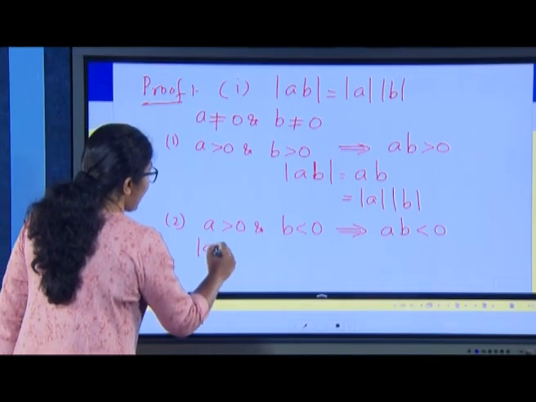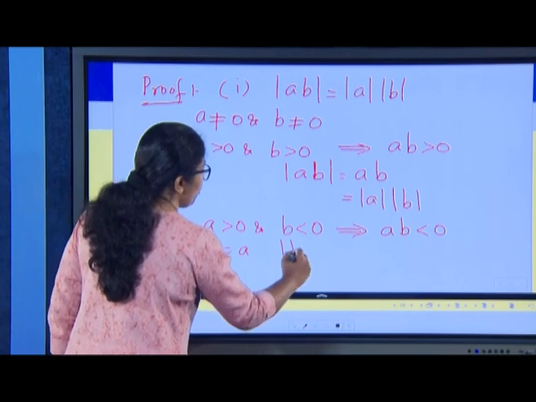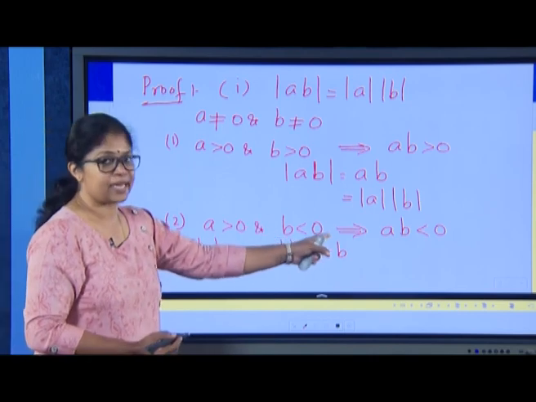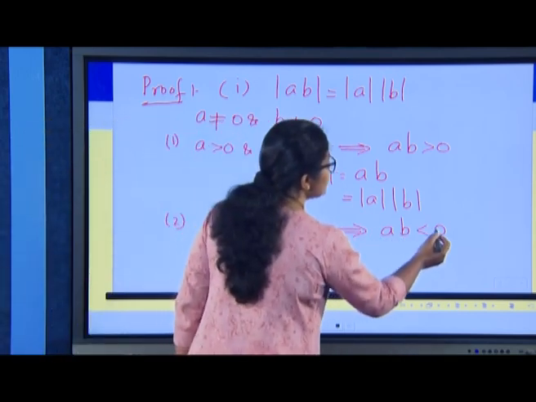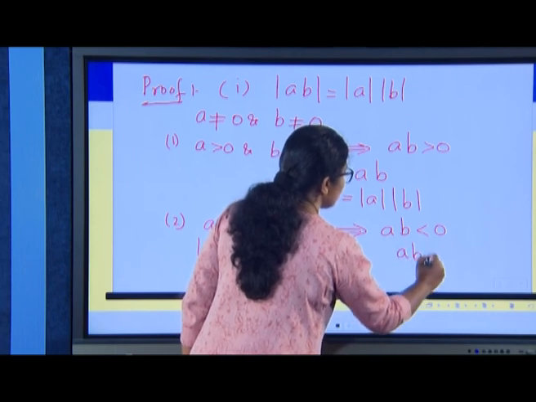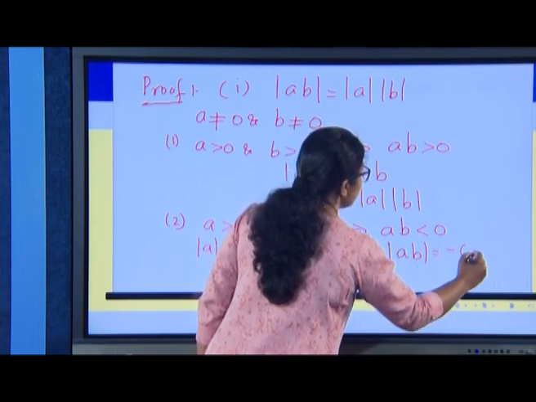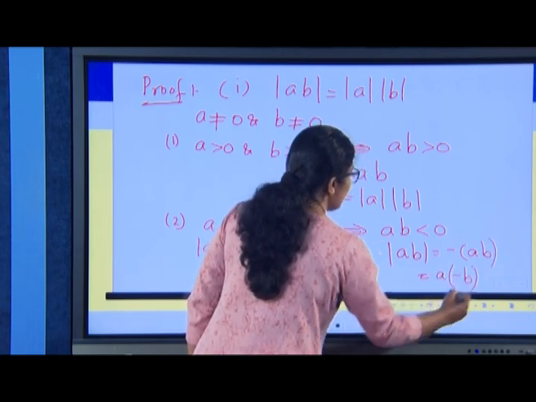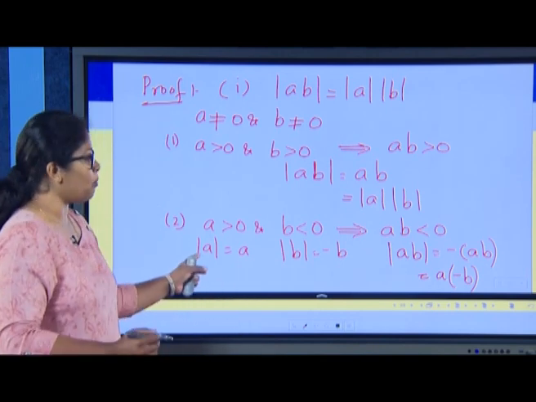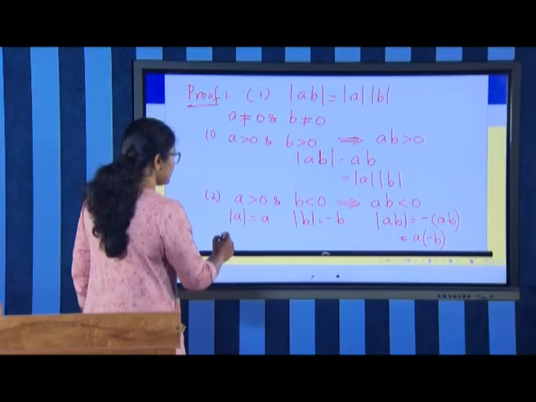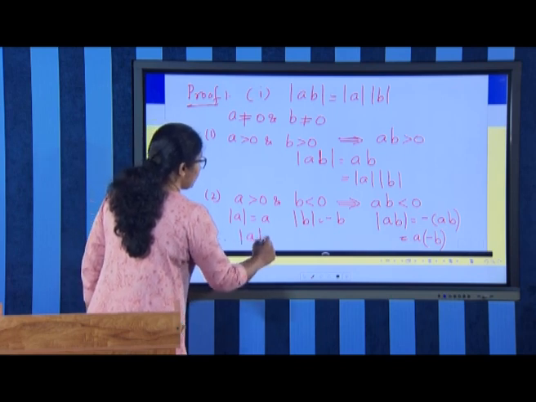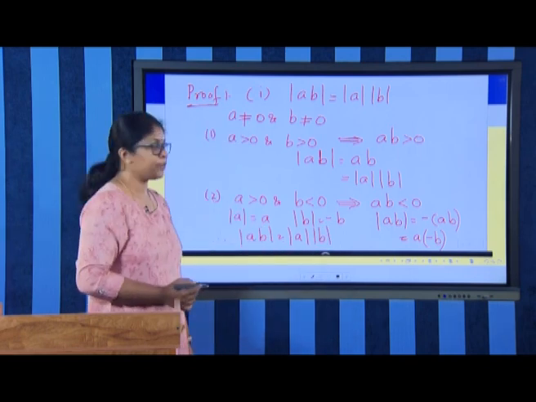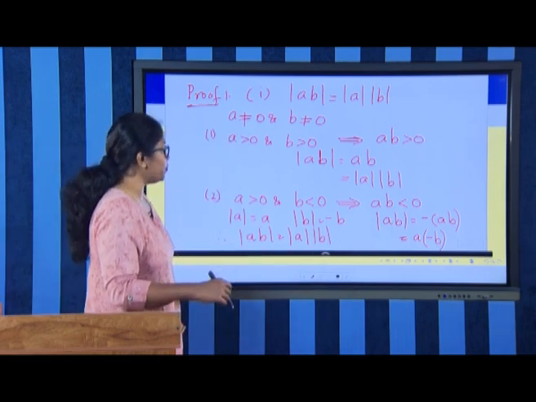So, mod A happens to be equal to A, mod B happens to be equal to negative B, because A is positive and B is negative, and AB, since it is less than 0, what is modulus of AB? This is nothing but negative of AB, and that can be written as A into negative B, which is exactly equal to mod A into mod B. Therefore, we have mod AB is equal to mod A into mod B in this case as well. So, the case 2 is also proved.